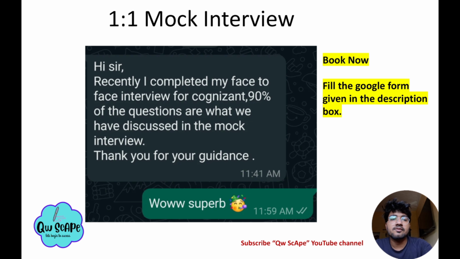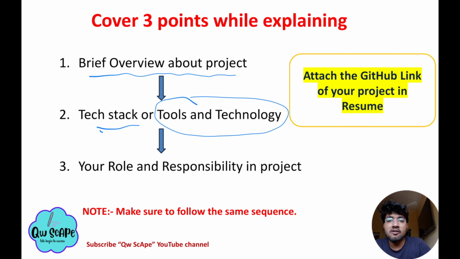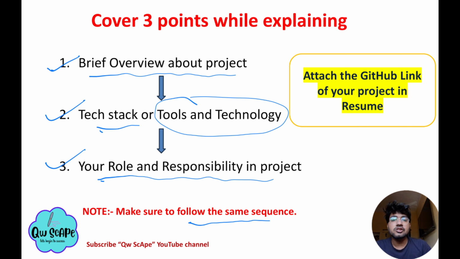So now let's move forward with the points you should cover while explaining your project. There are mostly three points you should cover. First is a brief overview about your project. Second is the tech stack, or tools and technology, you have used in your project. Third is your role and responsibilities in the project. You should make sure you follow the same sequence: first cover this, then the second, and then the third point. In this sequence you should explain your project to the interviewer.